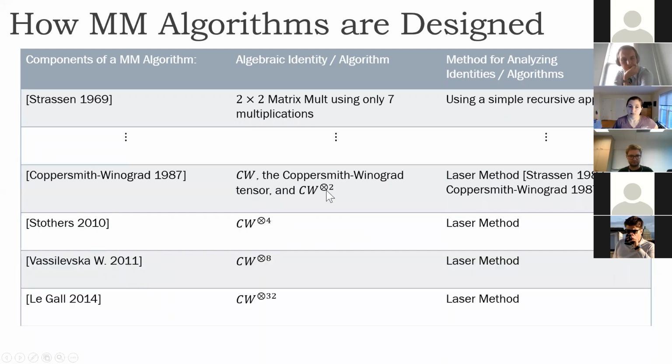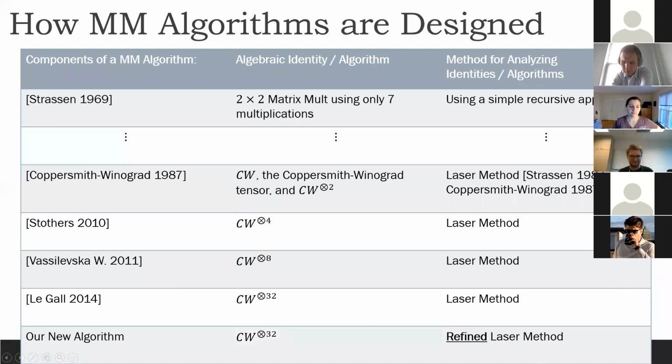Stothers used the next power of this tensor, using the laser method. Vassilevska Williams used the 8th power, using the laser method. Le Gall used the 32nd power and used the laser method. We use the 32nd power, but we use a different method, a slightly improved laser method. So the difference here is that we can use exactly the same tensor, but with the new method, we get better bounds. I'm going to talk about how the method changed today.